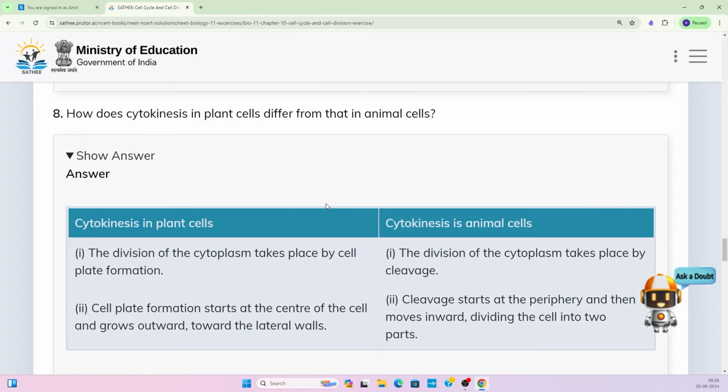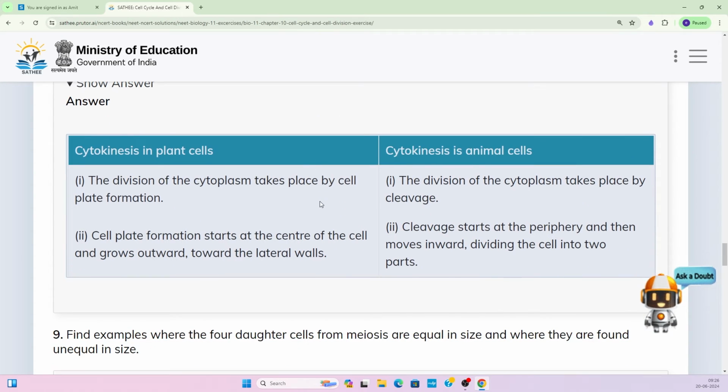How does the cytokinesis in plant cell differ from that of the animal cell? There is a lot of difference between cytokinesis in plants and animal cells. If we see the cytokinesis in plant cell and animal cell in tabular form, then in the plant cell, the division of the cytoplasm takes place by the cell plate formation.